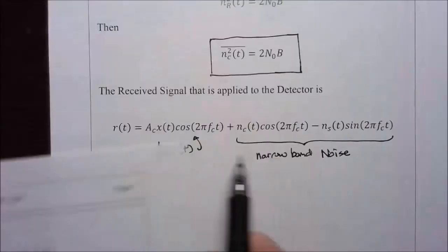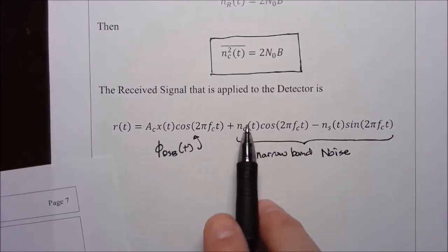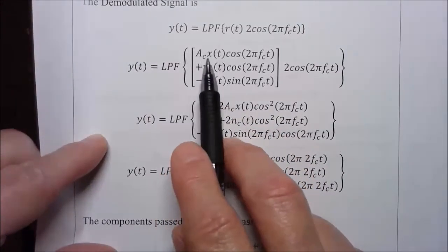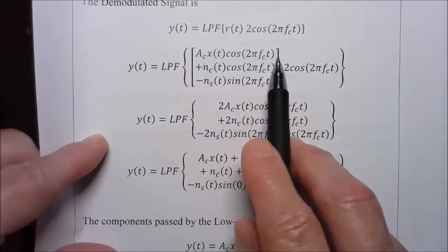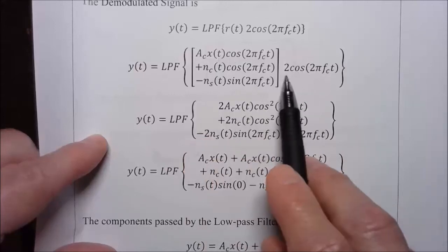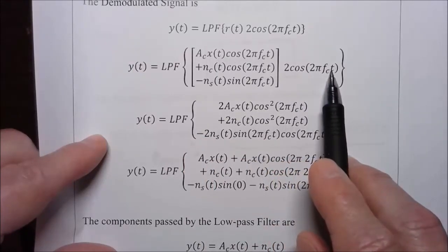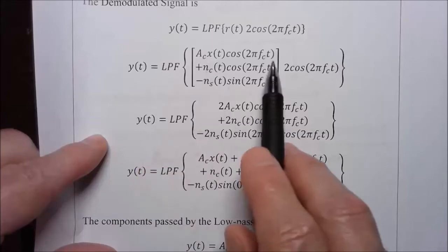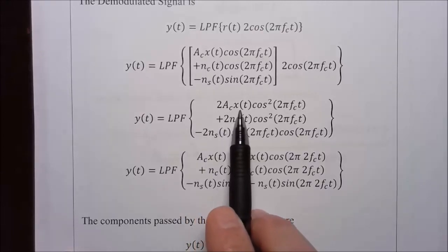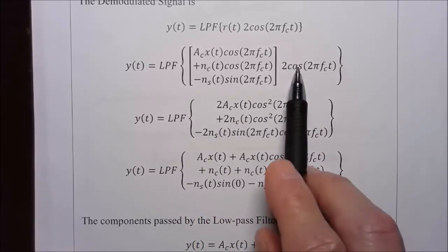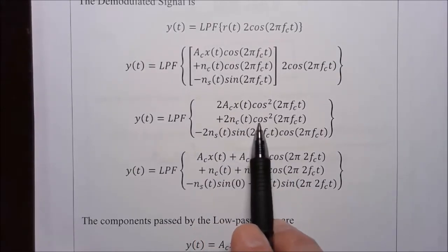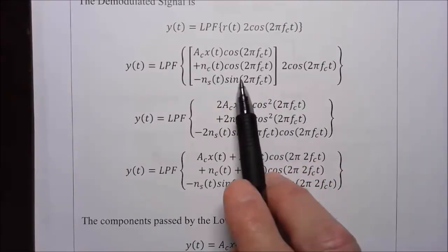So the received signal, the double sideband signal plus the narrowband noise, I've expressed here in this bracket. Here we have the double sideband signal, AC x of t cosine 2 pi fCt, plus the next two terms are the narrowband noise. That's all multiplied by this replica of the carrier, and then we're going to low pass filter this result. So we have here a cosine times a cosine term, so that's 2AC x of t cosine squared 2 pi fCt, plus 2 NC of t cosine squared 2 pi fCt, plus a cosine times a sine term.